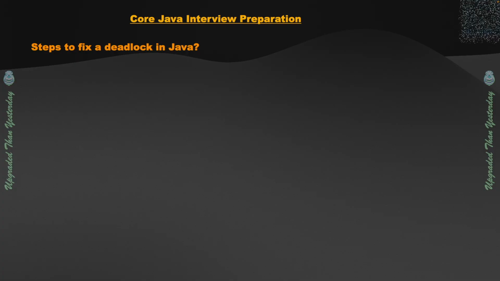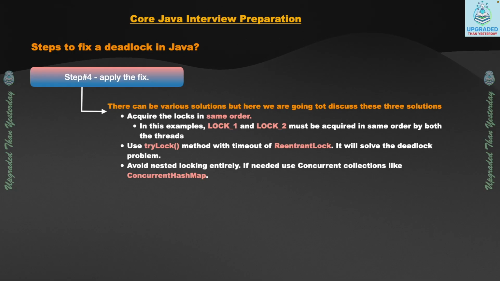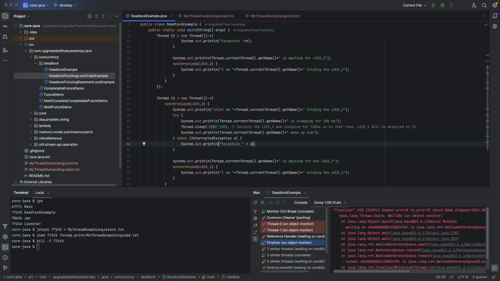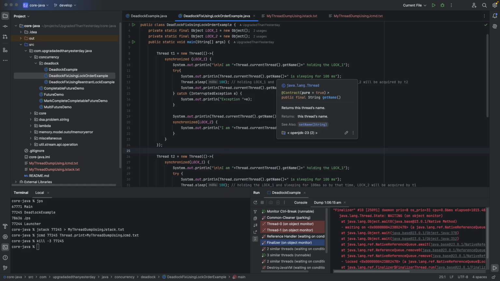Now let's understand how to fix a deadlock. Let's try to fix the example that we are discussing in this video. First fix. The simplest fix will be fixing the order of the locks. Both threads should acquire the locks in the same order. As a fix, I have created a Java file, DeadlockFixUsingLockOrder.java. Here I have put the locks in the same order for both threads.